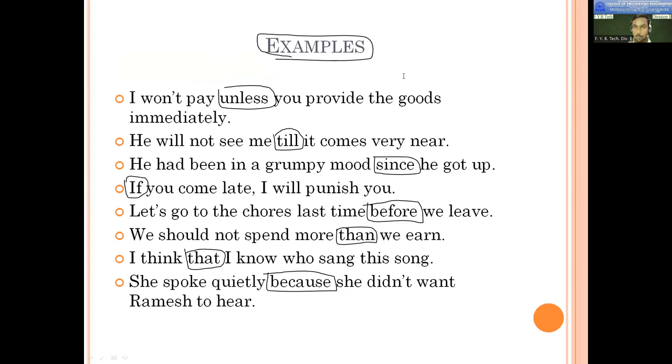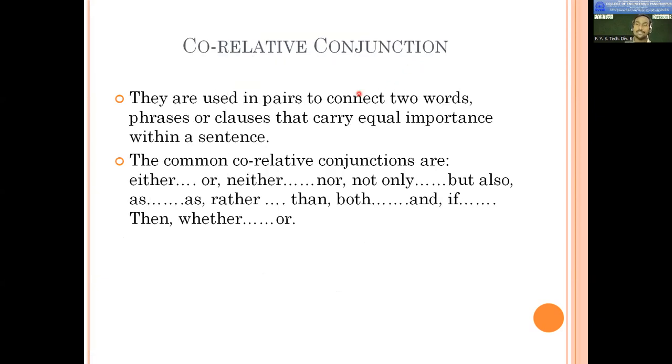So that is all about subordinating conjunctions, and there is one more type that you are going to see. The next type is correlative conjunctions. What do we mean by correlative conjunctions? They are used in pairs. Whatever conjunctions you have studied, like and, or, but, now here you will get them in pairs, and in pairs they join two words, phrases or clauses, and they carry equal importance within a sentence. Means the words you join by this correlative are the same kind. If the first one is a noun, the second one must be a noun. You cannot join a noun and a verb. They should be of equal rank, equal importance. That is the condition.